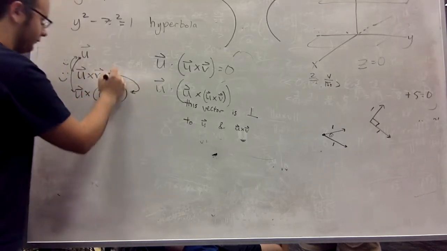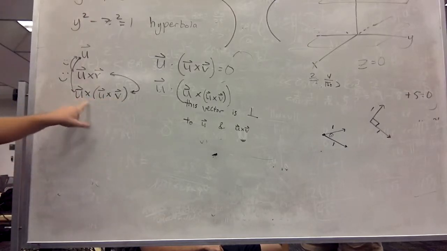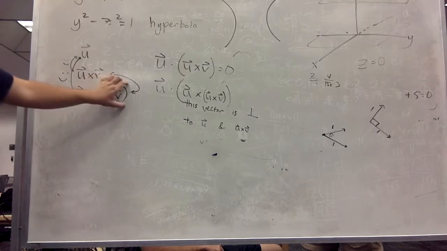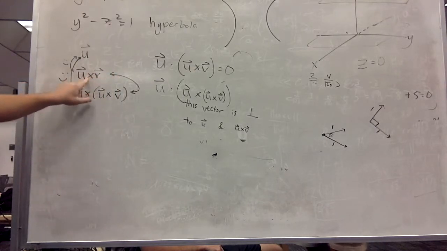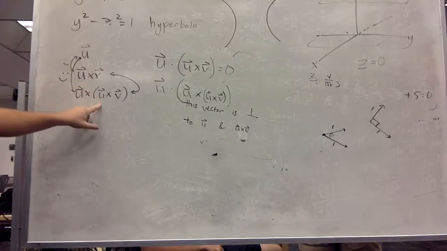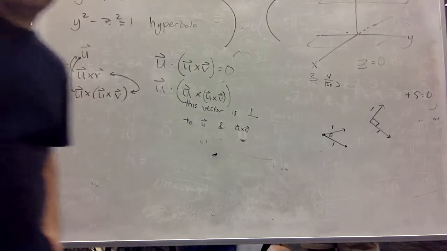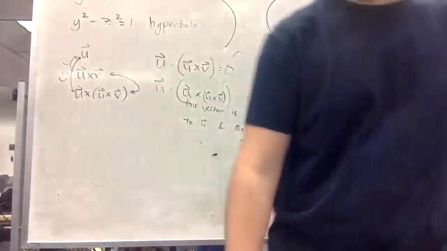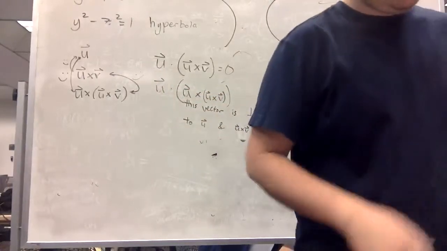How about these two? This third vector here is perpendicular to what? It's perpendicular to u and u cross v. And so u cross v is perpendicular to this vector because you just said it. Make sense? So this is true. Kind of a hard one.